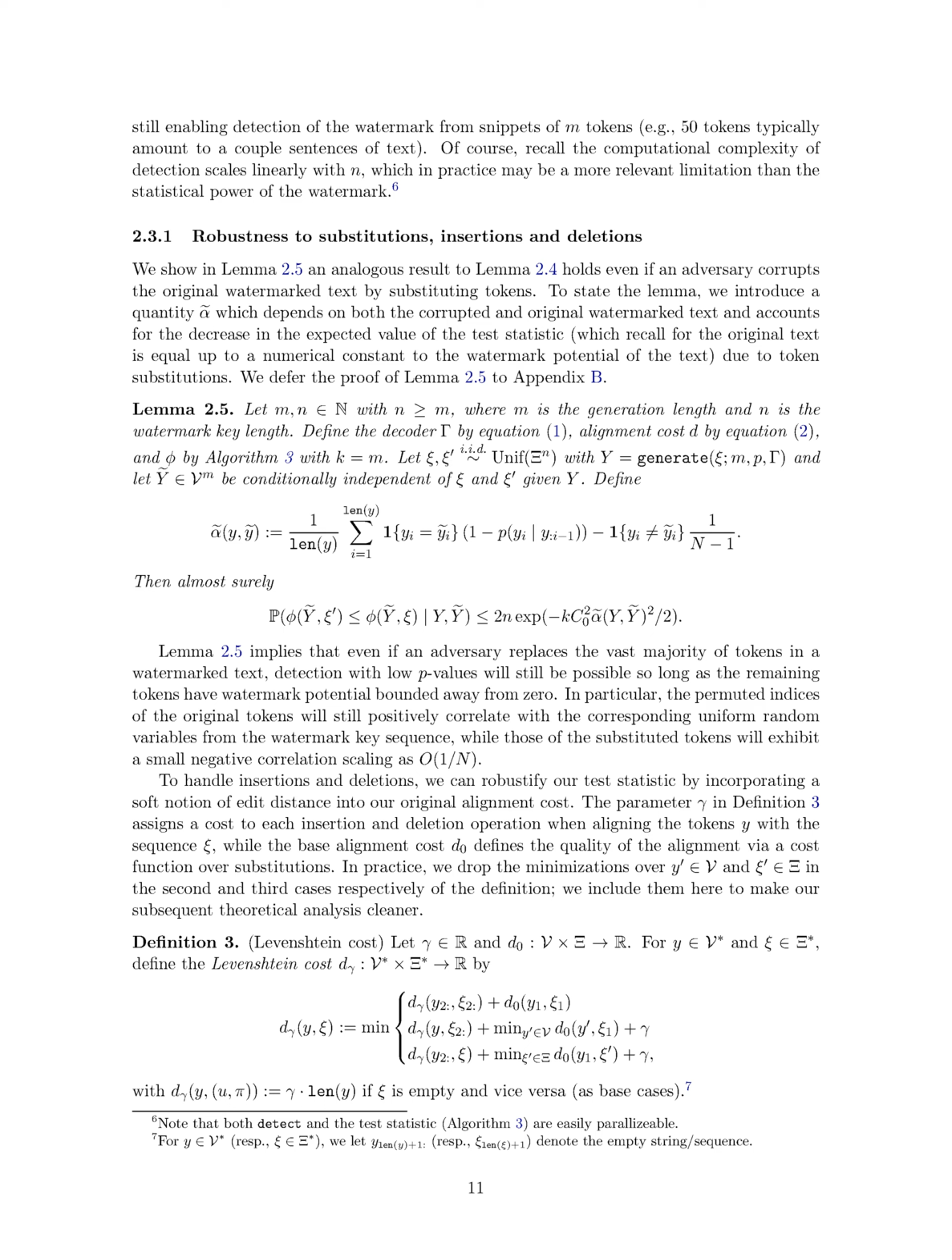To deal with added or removed tokens, we've adjusted our test statistic to include a soft version of edit distance, which measures how many changes are needed to turn one string into another. This is done by incorporating an alignment cost into our original alignment cost. This cost is assigned to each addition and deletion operation when aligning the tokens with the sequence, while the base alignment cost defines the quality of the alignment via a cost function over substitutions.